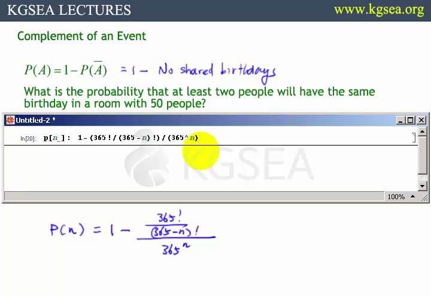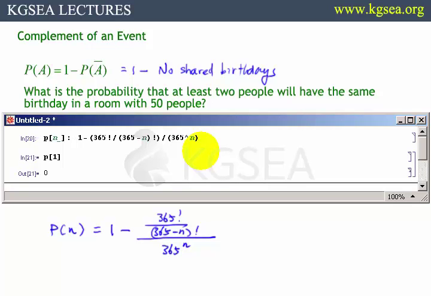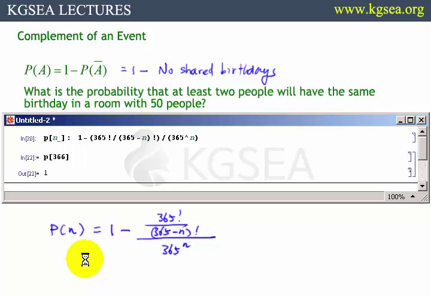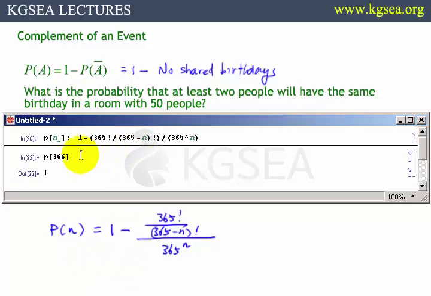Okay, now let's do cases that we know. When you're alone, what's the probability that you share a birthday with somebody else in the room? 0, of course. Let's do another case that we know. When there are 365 people, what's the probability that, let's make it 366, what is the probability that 2 people will share the same birthday? 1, for sure, because you have one more person than there are days in the year.